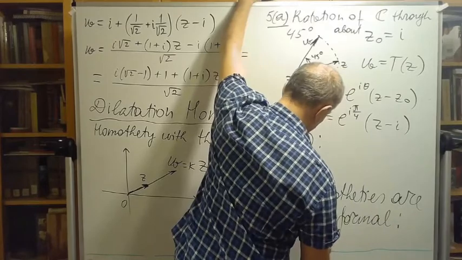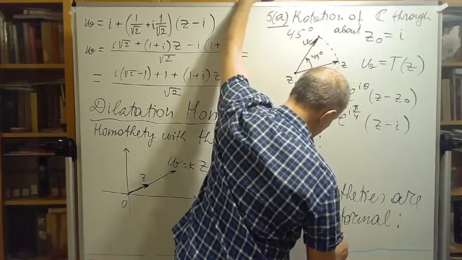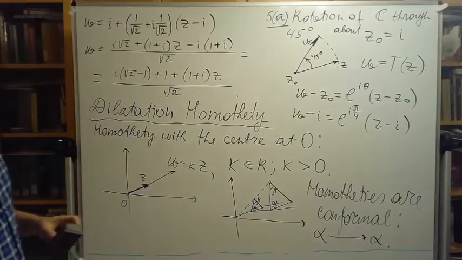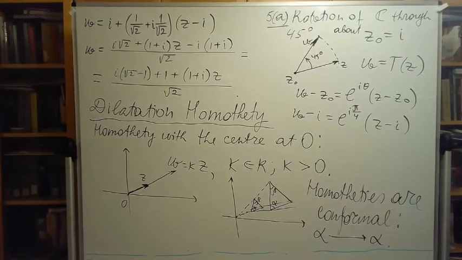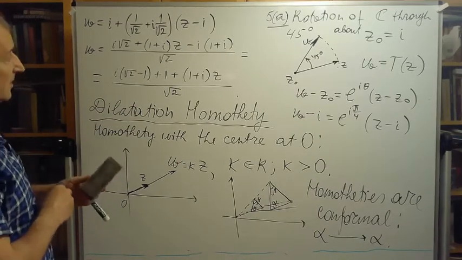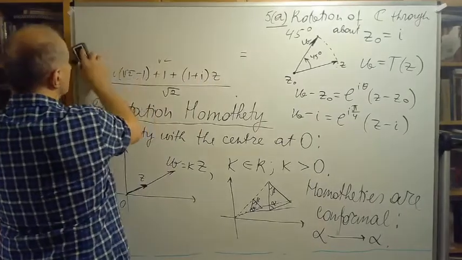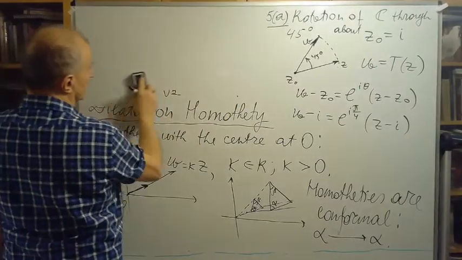They preserve angles. Angle alpha is transformed into an angle congruent to it. Homotheties are conformal, they preserve angles. What if you want to perform a homothety with the center not at the origin but at some other point?